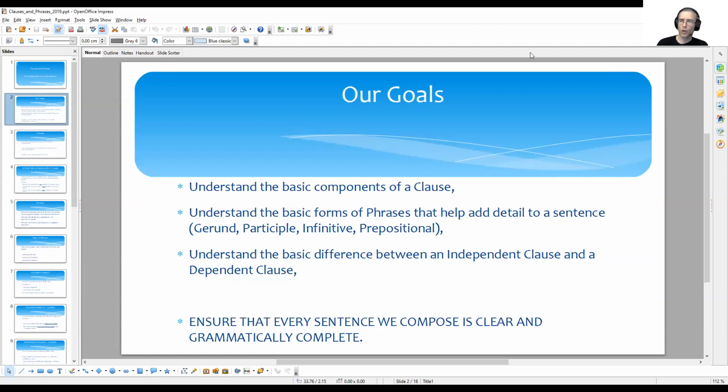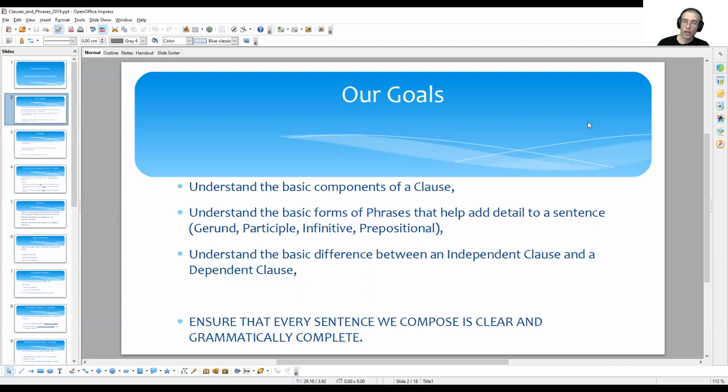So, our goals at this juncture. We are going to review the basic components of a clause, what makes a clause, and what a clause actually is when it comes to the syntax, the structure of the English language. We're going to understand the basic forms of phrases that help to add detail to a sentence. So gerund phrases, participle phrases, infinitive phrases, and prepositional phrases.